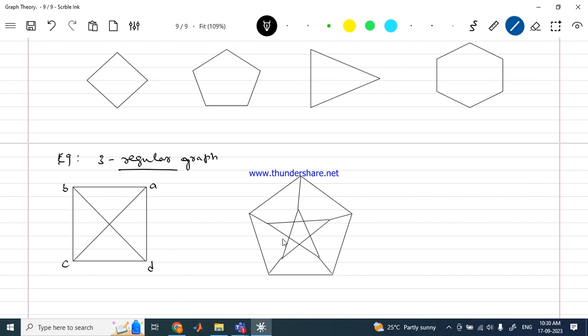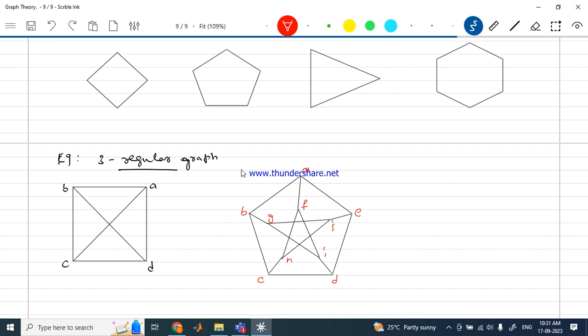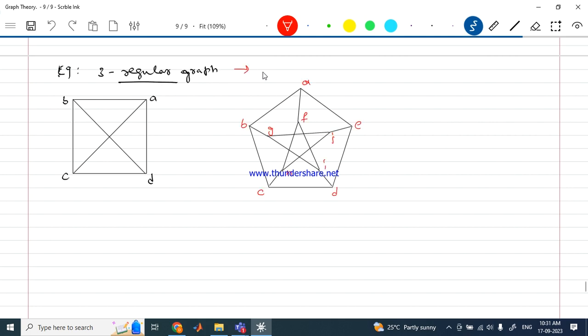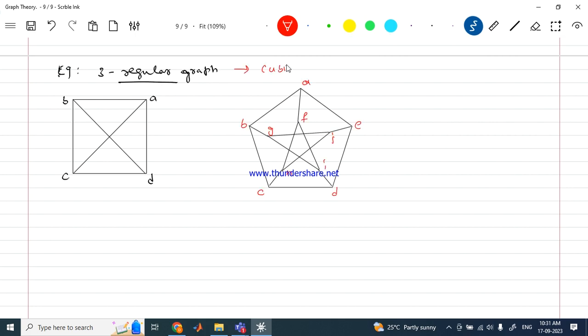Okay, note that here degree of each vertex is 3. This is A, this is B, this is C, D, E, F, G, H, I, J. You know the degree of each vertex is 3 here. So this is one more example of a 3 regular graph. These are not the only 2 examples, you can find some more. And 3 regular graphs are also called cubic graphs. If we say cubic graph, we are referring to the 3 regular graph.